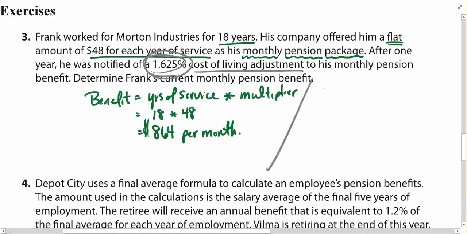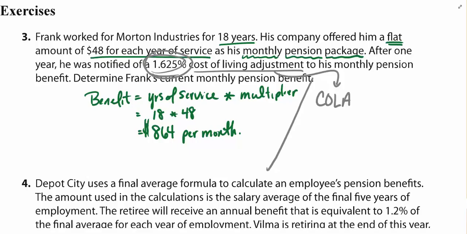Now you might see that cost of living adjustment elsewhere in the book or in our homework, and it's abbreviated as COLA, cost of living adjustment. That's an acronym we sometimes use for that. All that this means is that when he retired, he's receiving $864 a month, but periodically, every now and again, this pension will increase to keep up with inflation.